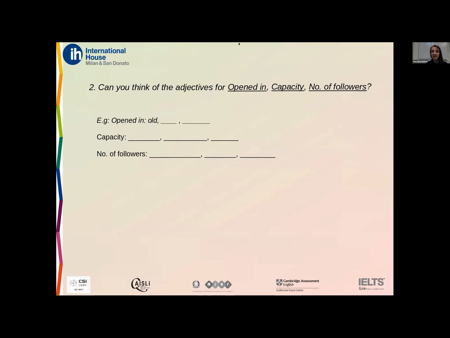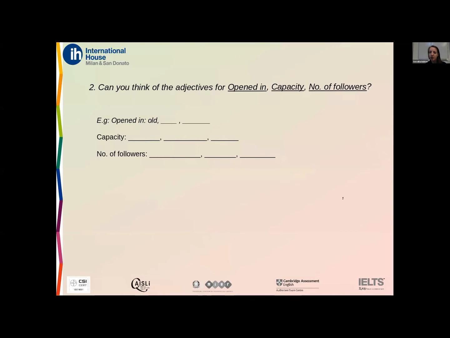Now, can you try out this activity by yourselves? Can you type some adjectives in the chat, please? Some adjectives. Yeah, okay. You? Modern, okay. Brand new, good one. Recent. For capacity, large, okay. Right, big, wide, enormous, thank you, yeah. Newly opened, good one. Okay, small.